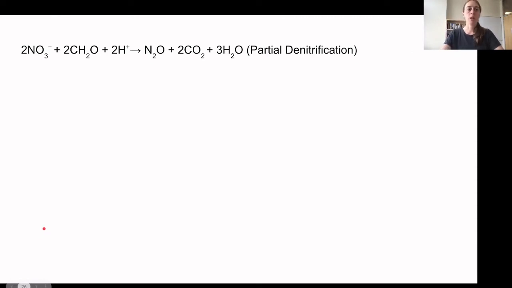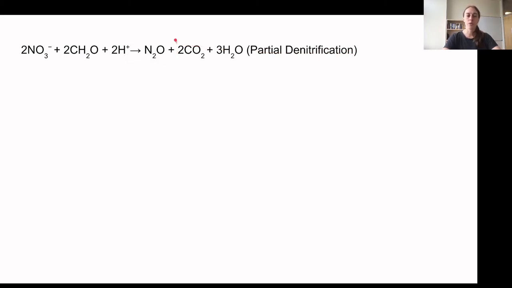Okay, so one more example, we can look at our denitrification equation. So what this looks like is we have 2 nitrates. This is a simplified version of sugars, and we have hydrogen ions over here, and then as a product we have nitrous oxide, carbon dioxide, and water. And this is the reaction for partial denitrification.